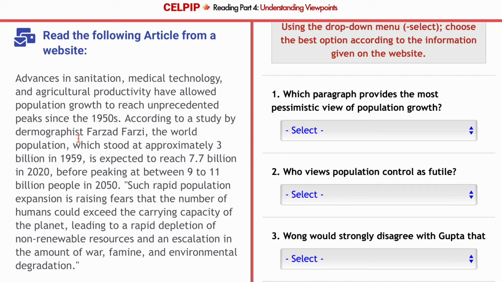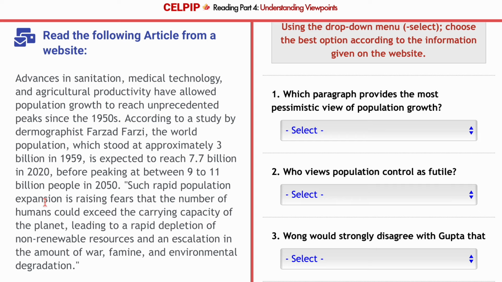According to a study by demographist Farsi, the world population, which stood at approximately 3 billion in 1959, is expected to reach 7.7 billion in 2020. It already has reached that. We're at 2025 before peaking at between 9 to 11 billion people by 2050. Wow. That's crazy that it's going to reach more than 10 billion. Wow.